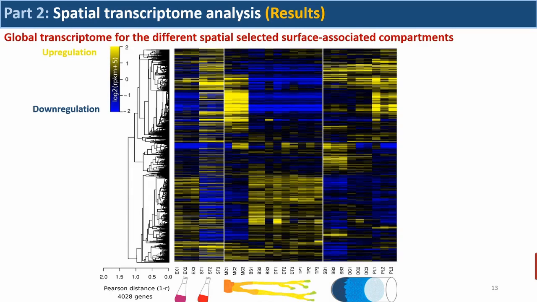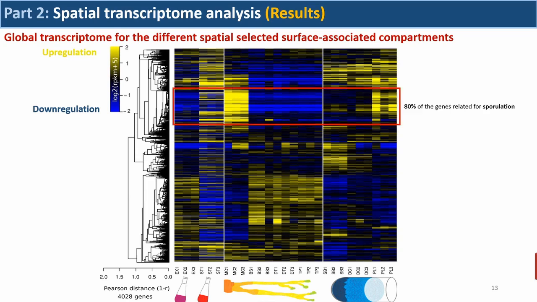Now here is the heat map, to have a global view of all the transcriptome that we have. This heat map covers all the genes, the 4,200 genes in Bacillus subtilis. The clustering here is according to the similarity in the expression of the genes. As mentioned, yellow is for upregulation and blue is for downregulation, taken as a log2 fold change calculated according to the average of all the compartments except the stationary phase.